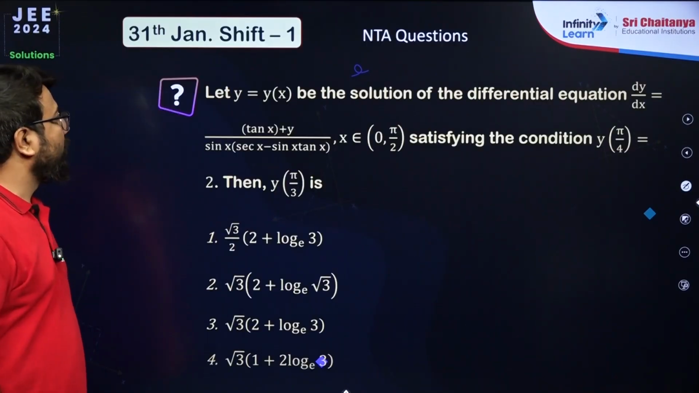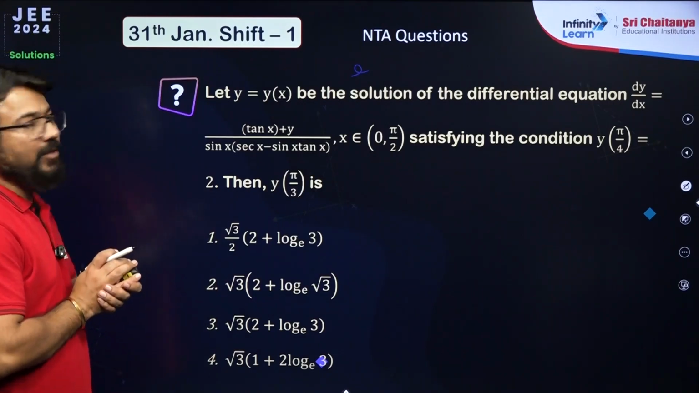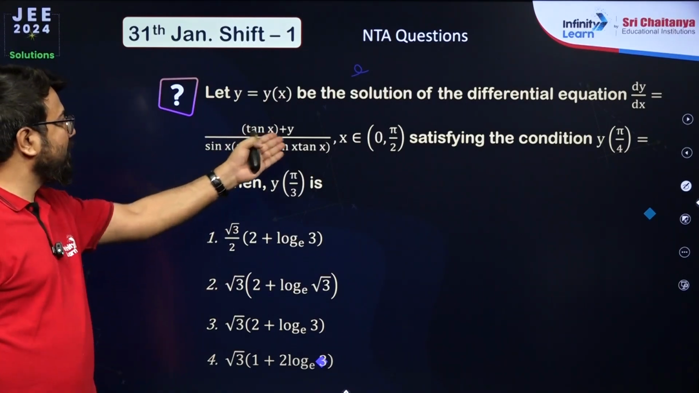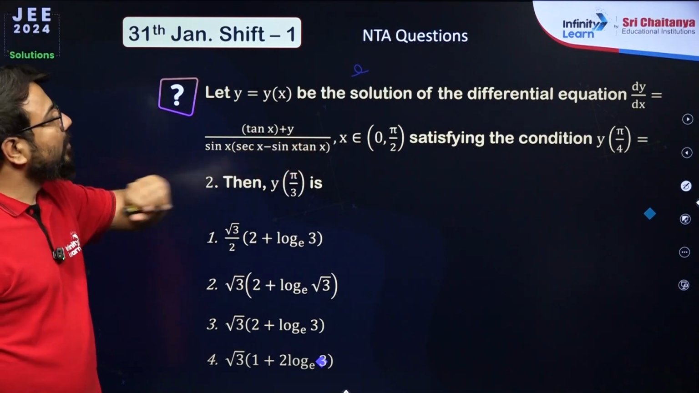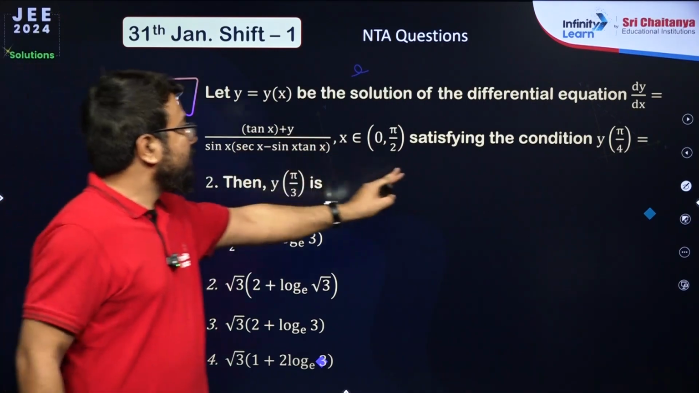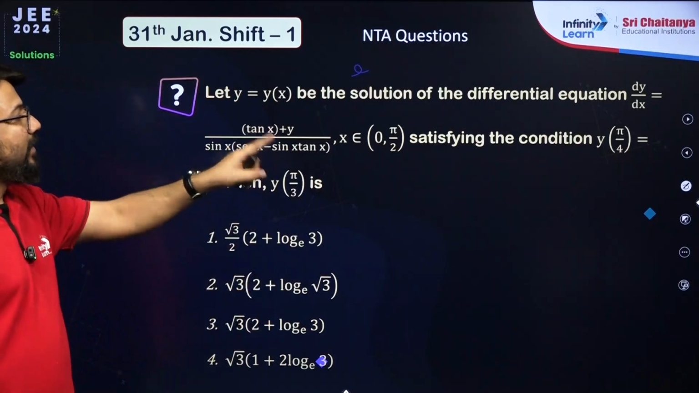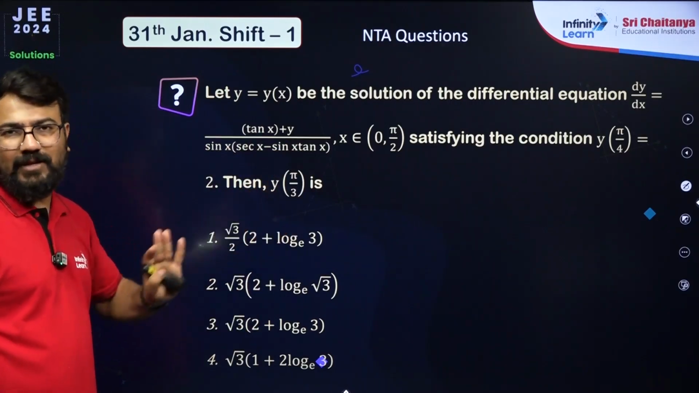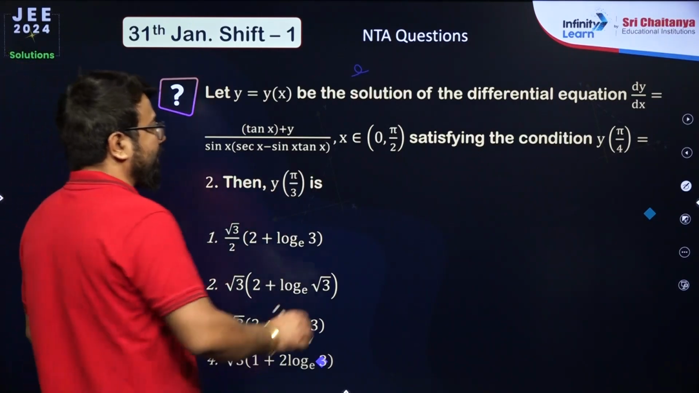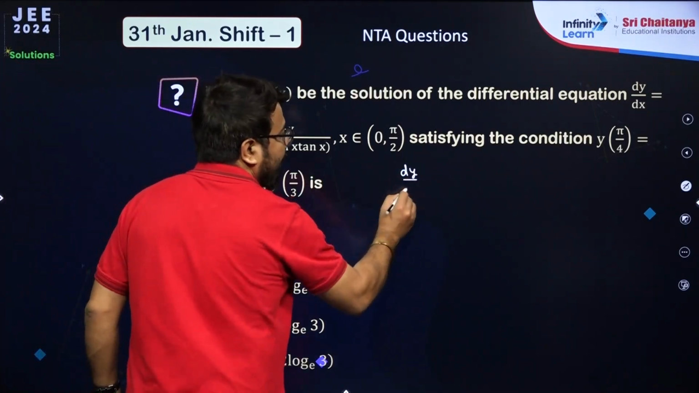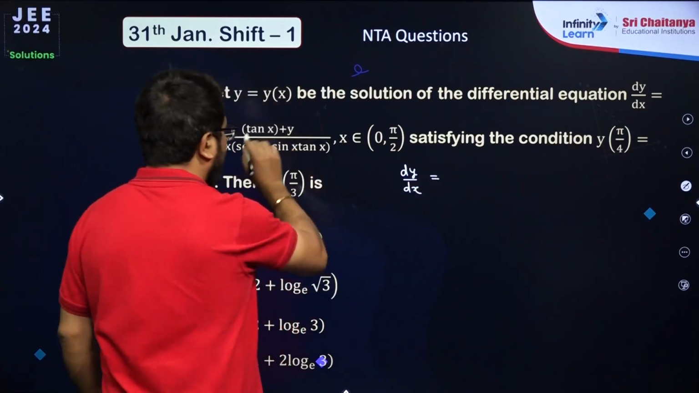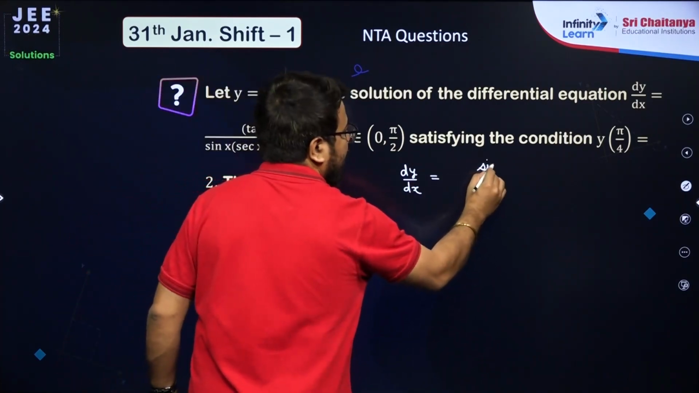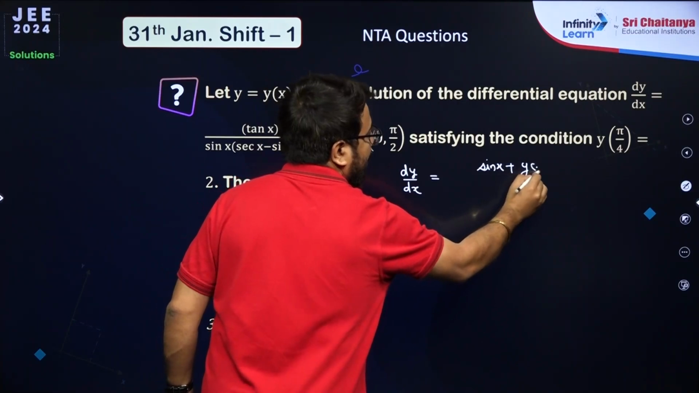Moving ahead to the next problem. There is a differential equation dy by dx, which is 10x plus y over this, when x is belonging between 0 to 90, satisfying the condition that at x equals pi by 4, y is 2. Then at x equals pi by 3, y will be what? So how to get this? Here we will be writing dy by dx. I'll convert this to sin x upon cos x.